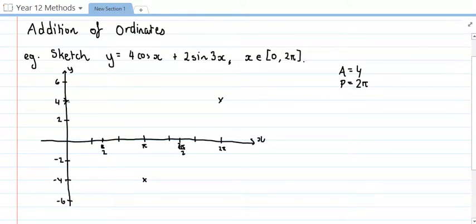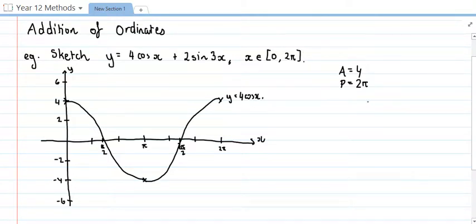So I can sketch that one out fairly quickly. Again, just keep in mind these are supposed to be nice smooth curves and quite accurately drawn. There we are. So that is y equals 4 cos x.